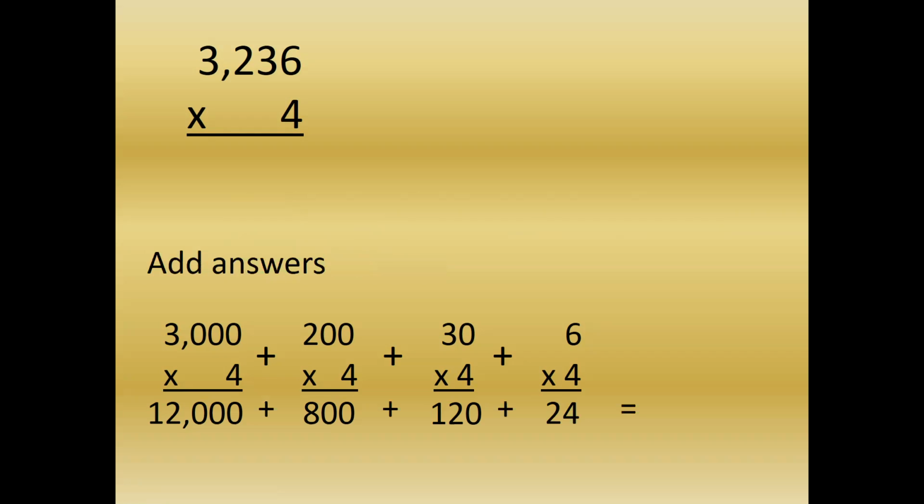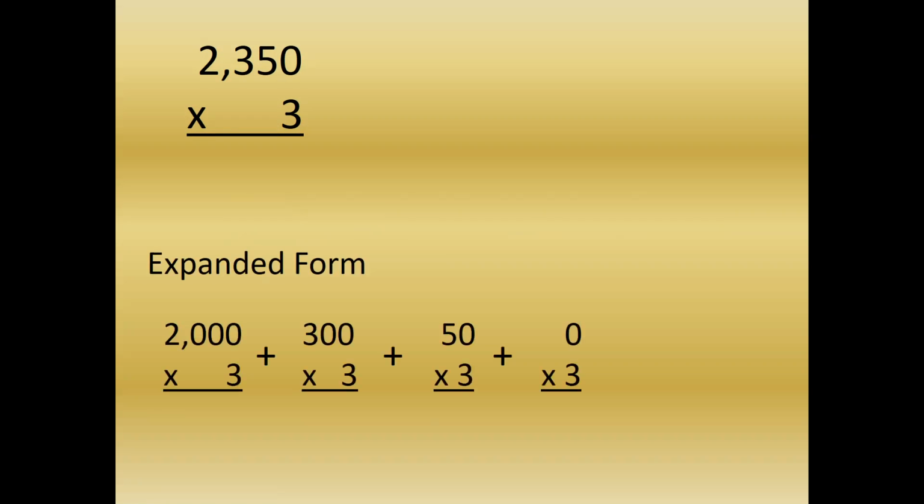So then we have to add up all these answers. So we have 12,000 plus 800 plus 120 plus 24, which is equal to 12,944. So that means 3,236 times 4 is equal to 12,944. So let's try one more together here in the expanded form. So we have 2,350 times 3.